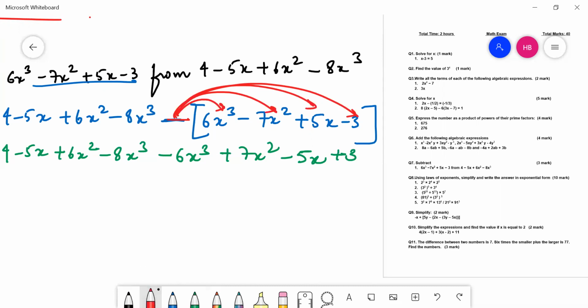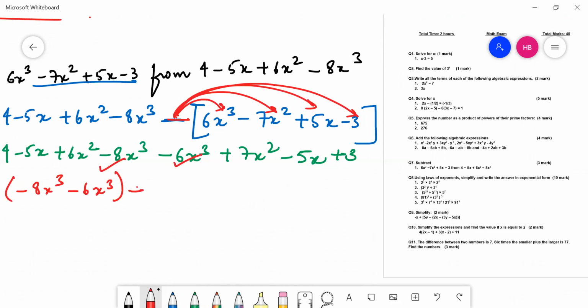Okay, now I'm going to group the terms together, x cube terms together. When I say x cube terms together, it means that I'm finding all the like terms which have the variable part as x cube. So only minus 8x cube and minus 6x cube have x cube as their variable part. So they both are like terms, so I'm going to group them together.